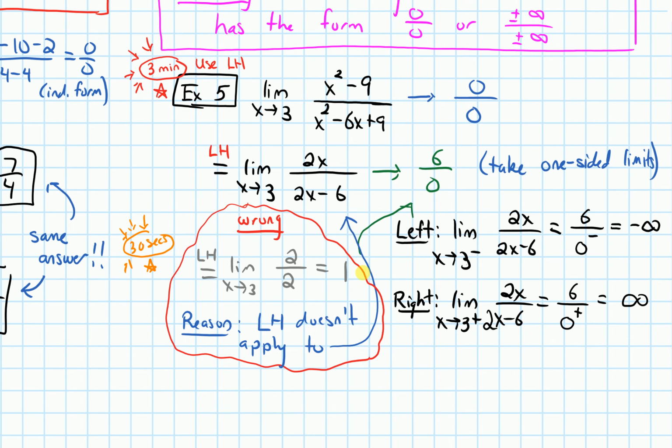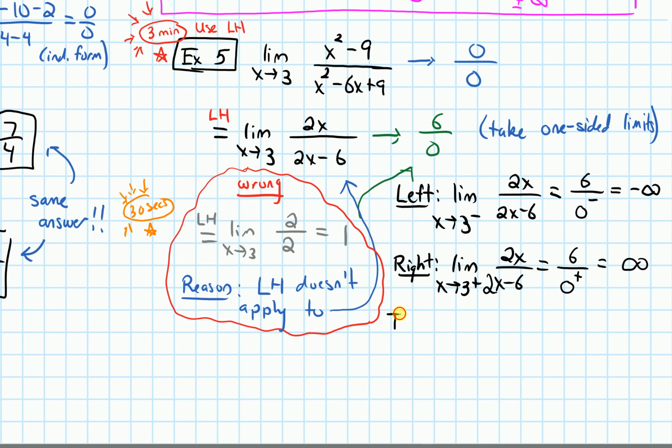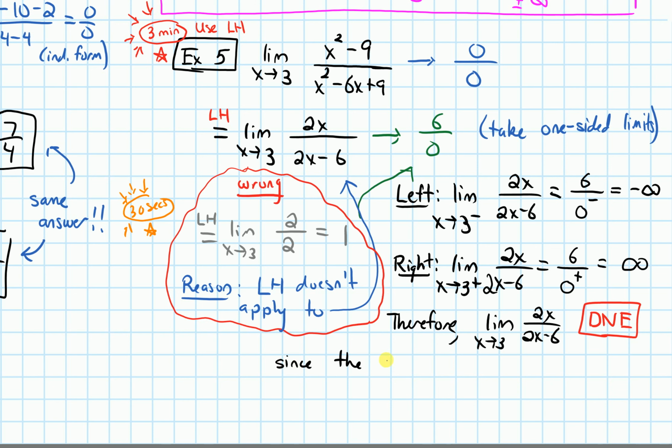All right, so we got these two one-sided limits. Therefore, the overall limit, the limit as x approaches 3 of 2x over 2x minus 6 does not exist. We would write DNE. Does not exist since, I gotta write the reason why, since the one-sided limits are different. Them being different means this limit doesn't exist.